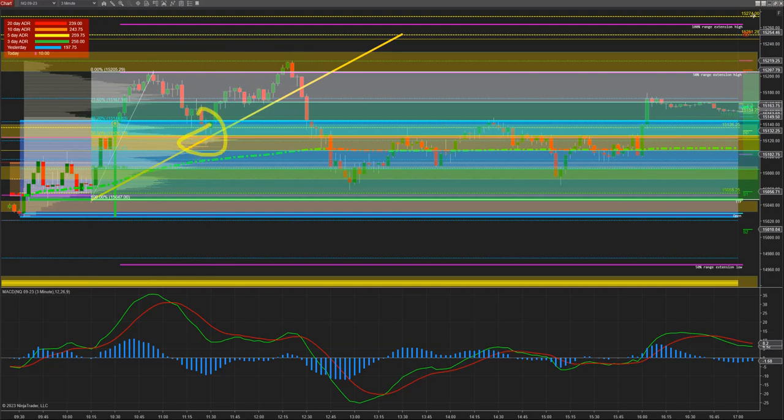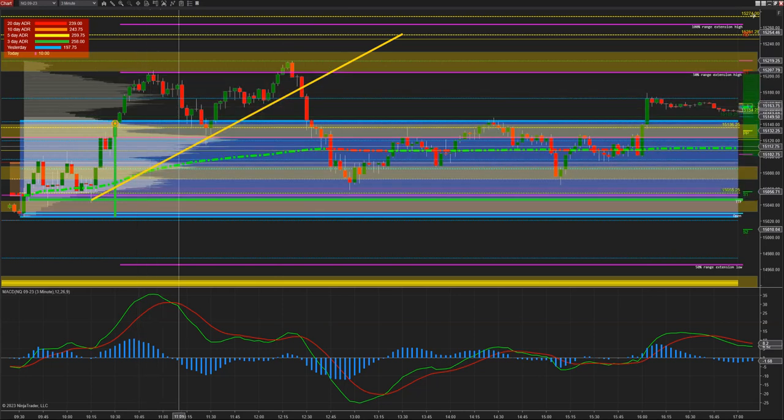Now clear that, and I'll remove. Well, I'll leave that in there. I'll get rid of this Fibonacci retracement. Now, let's take a look at a fib extension.